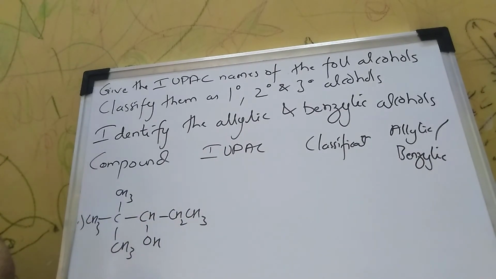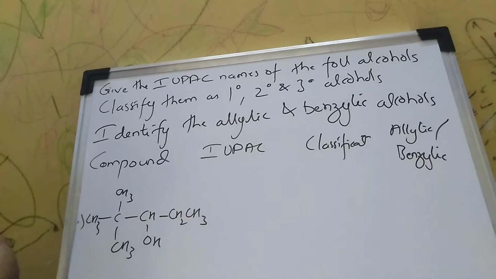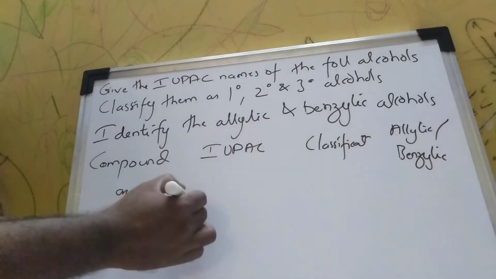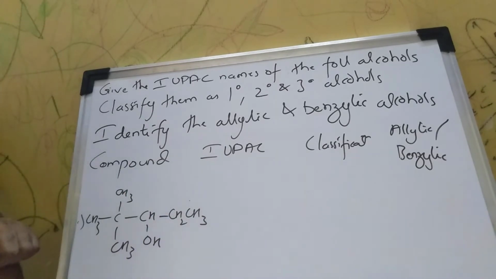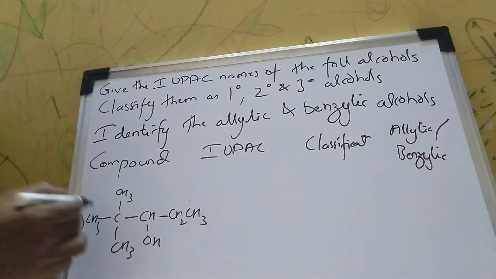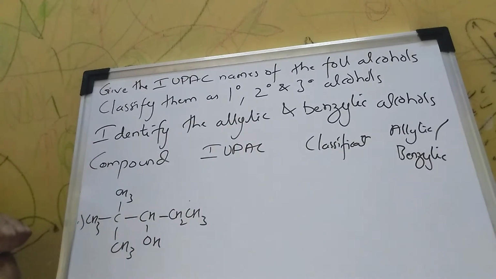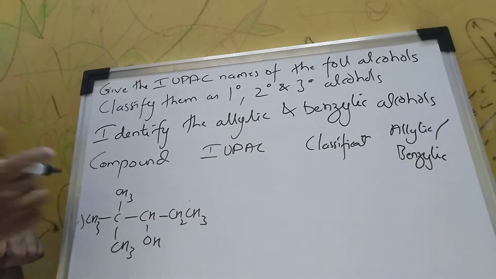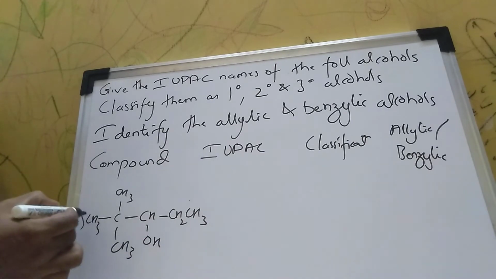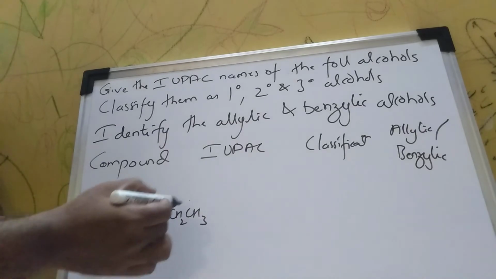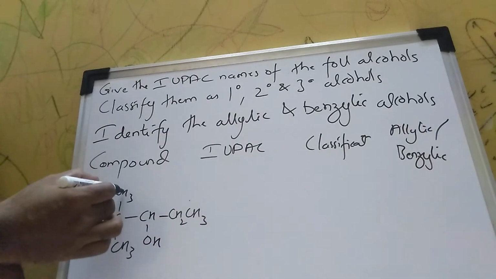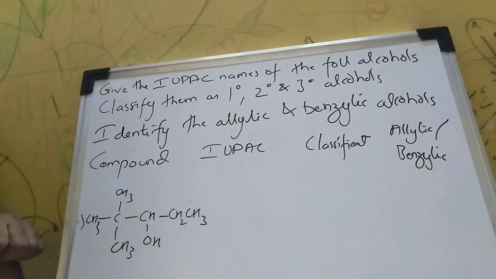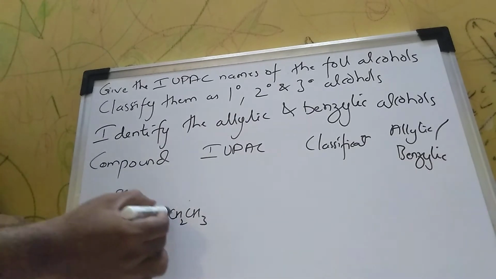Now let's go for the naming. Naming has to be in such a manner that the OH and the substituent must get the lowest number. If you count from the right hand side, 1, 2, 3, the OH gets the third position, 4, 5. 5 forms the parent chain. If you count from any direction, 5 will be the maximum parent chain. From left hand side, 1, 2, 3, 4, 5. From up, 1, 2, 3, 4, 5.